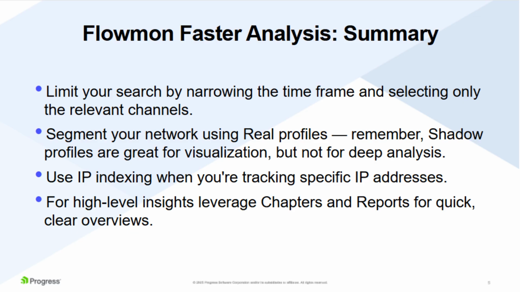To wrap up, here's how you can make your Flowmon analysis faster and more effective. Limit your search by narrowing the timeframe and selecting only the relevant channels. Segment your network using real profiles. Remember, shadow profiles are great for visualization, but not for deep analysis. Use IP indexing when you're tracking specific IP addresses. It's much faster. Leverage chapters and reports for quick, clear overviews only when you need high-level insights. With these techniques, you'll spend less time searching and more time solving.